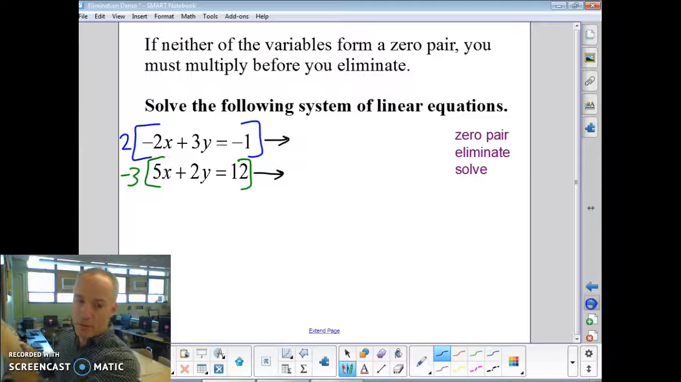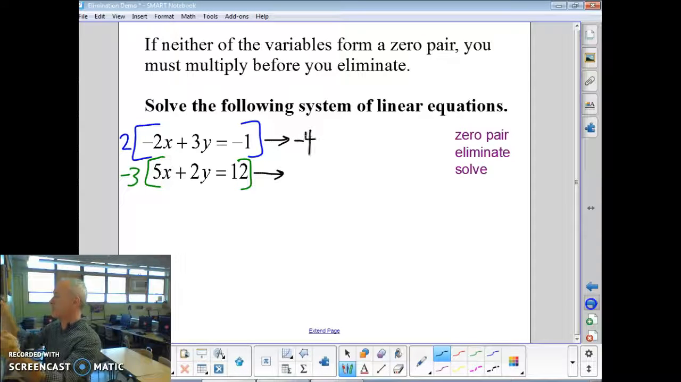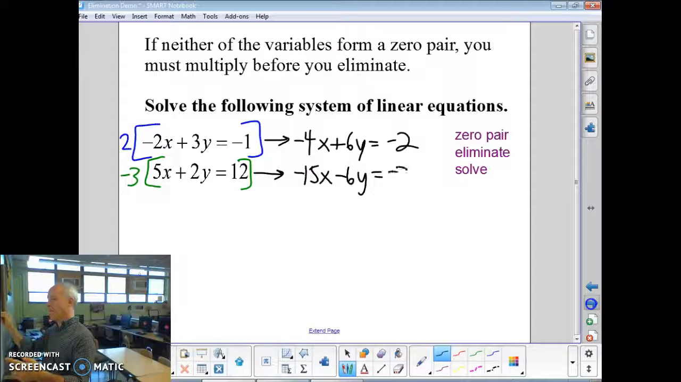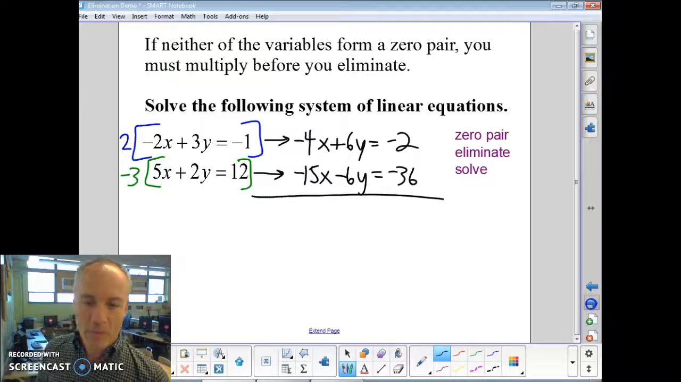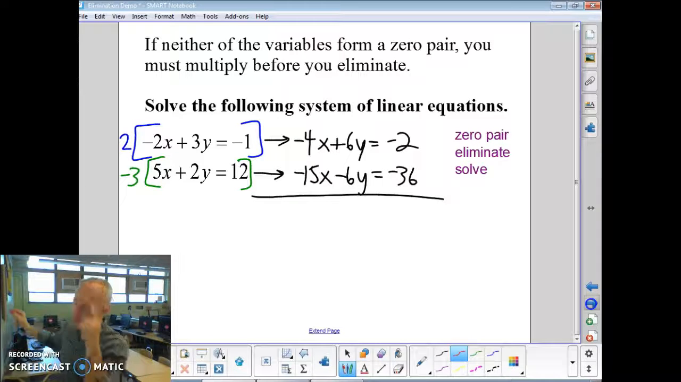So every term in this first one gets multiplied by 2. Watch what happens. And then I'm going to multiply in the second one by negative 3. Every term. Now, do we have a zero pair? We sure do. The y's become a zero pair. So let's combine like terms.